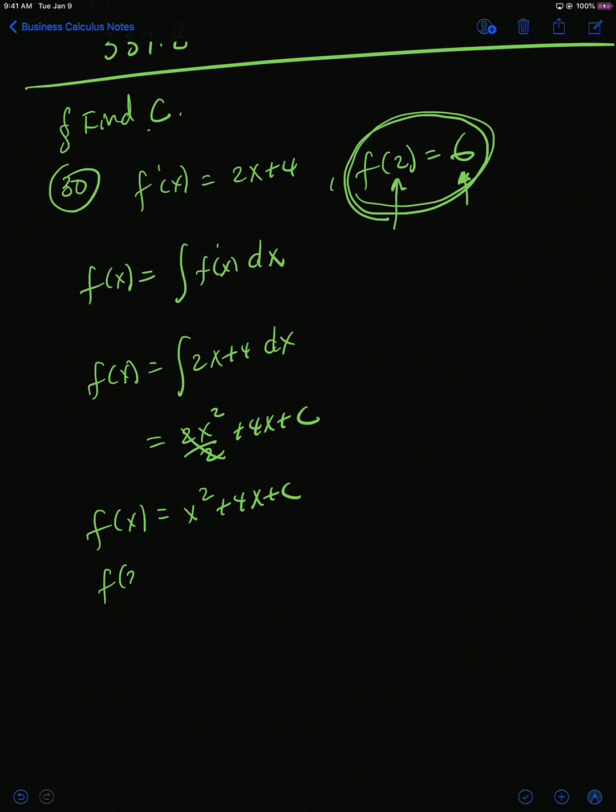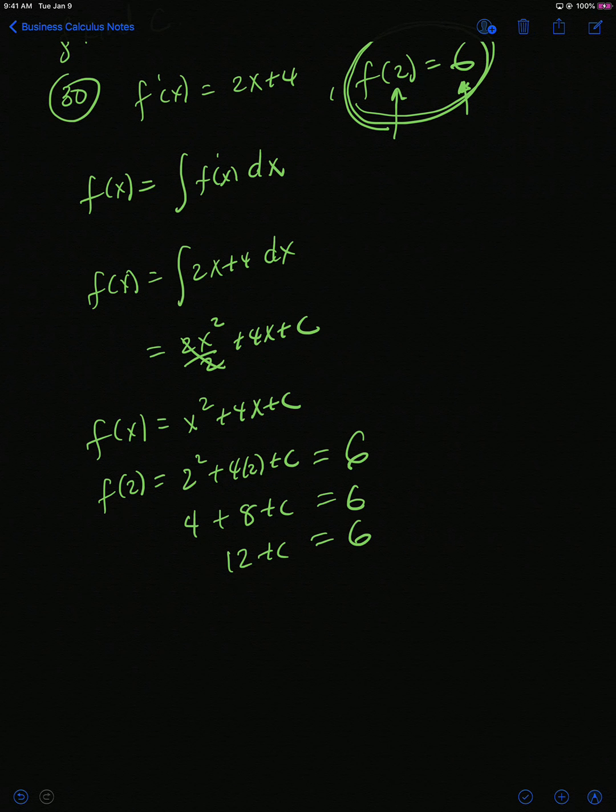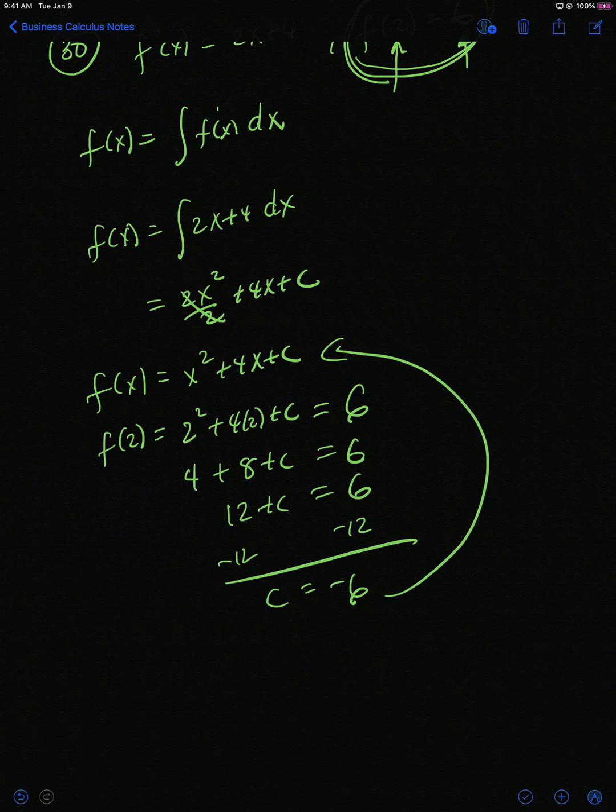So when I plug in 2 into the function, 2 squared plus 4 times 2 plus c, the answer I will get is 6. Well, 2 squared is 4. 4 plus 8 plus c is equal to 6. I have to find the c that balances this equation, and algebra does that for us. 4 plus 8 is 12. 12 plus c is equal to 6, and I subtract 12 on both sides. So c is equal to negative 6. Therefore, the function is x squared plus 4x minus 6.